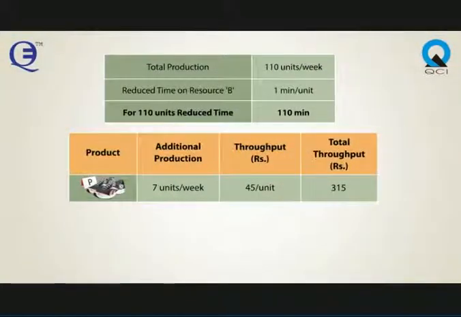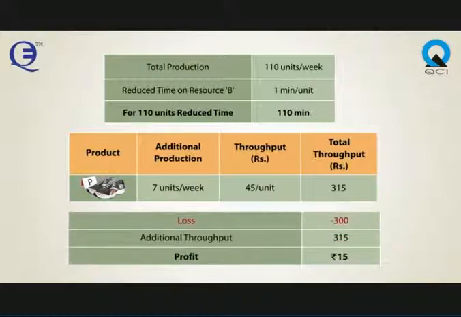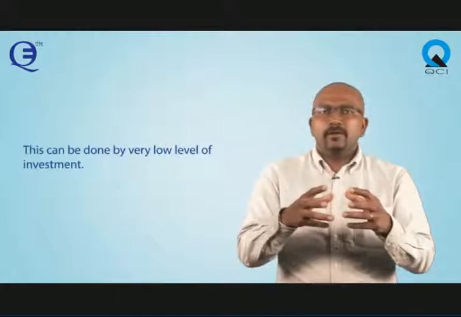That's what we saw. One minute saved increased your profit by reducing your loss. The loss, which was 300 rupees, got converted into 315 rupees additional profit, and the final profit of 15 rupees. You reversed the loss and then made profit. One minute. This can be done by a very low level of investment. The second thing it is telling us is, please, if you are not able to increase the profit by investment, do not invest.